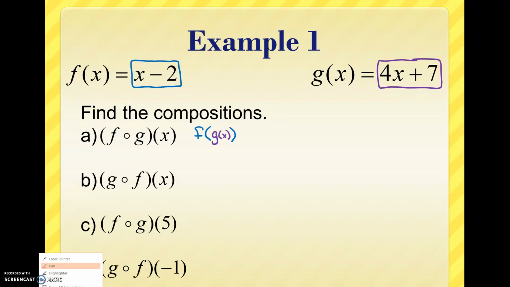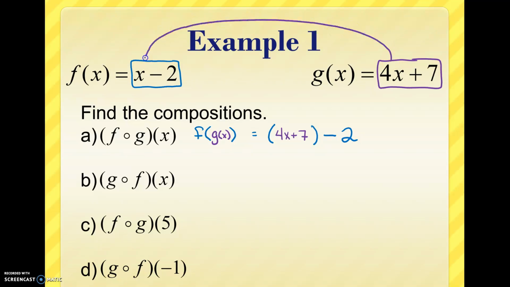Since you see f first, I'm going to write the f function, but I'm going to basically take this x out and leave a space. So f of x is something minus 2. We are going to put the g of x function inside that something. So the 4x plus 7 goes inside that space. So the f function is something minus 2. We are putting that g function in place of that x. So 4x plus 7 and then minus 2.